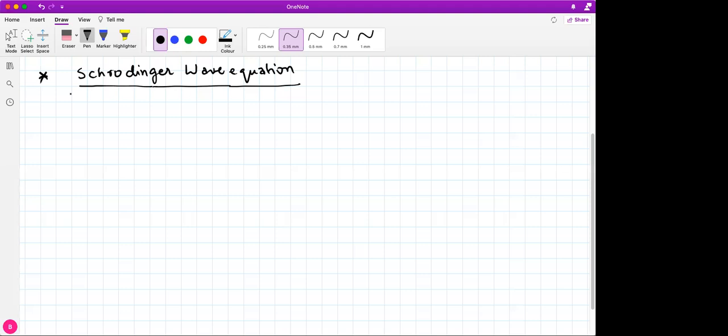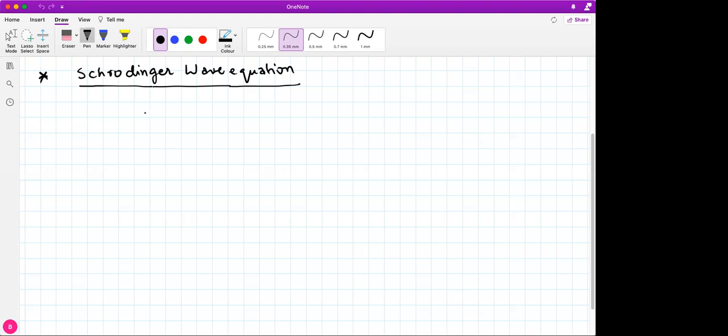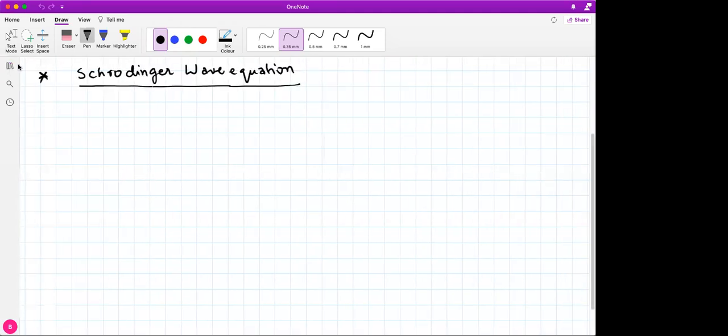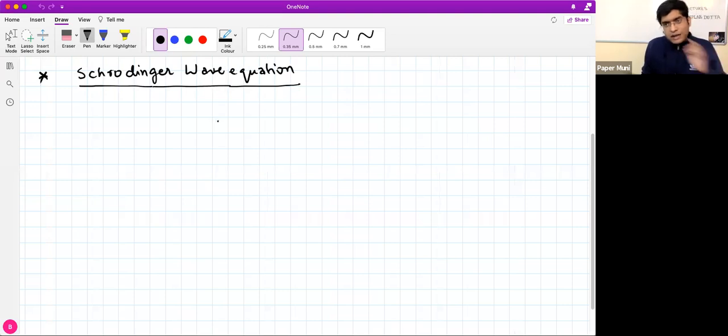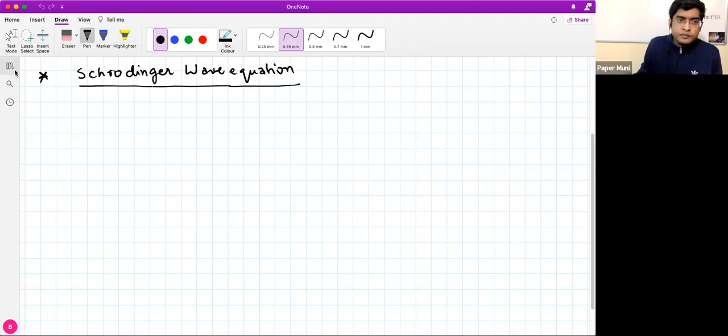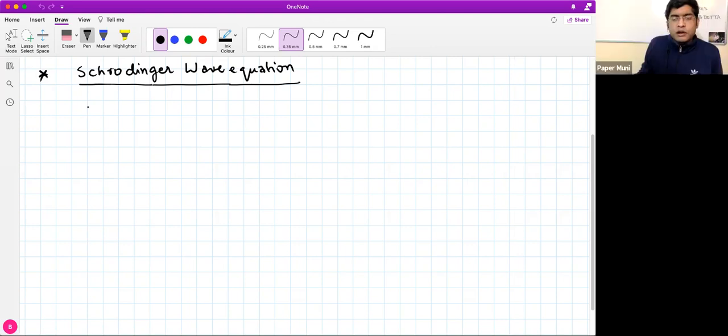Sir, will you be solving yesterday's homework question? There's one question I couldn't solve. I asked you in the beginning, so did you join late? Then I'll take it at the end. Which question was it? It was the second last question, the canonically conjugate momentum operator. All right, I'll do it in the end.